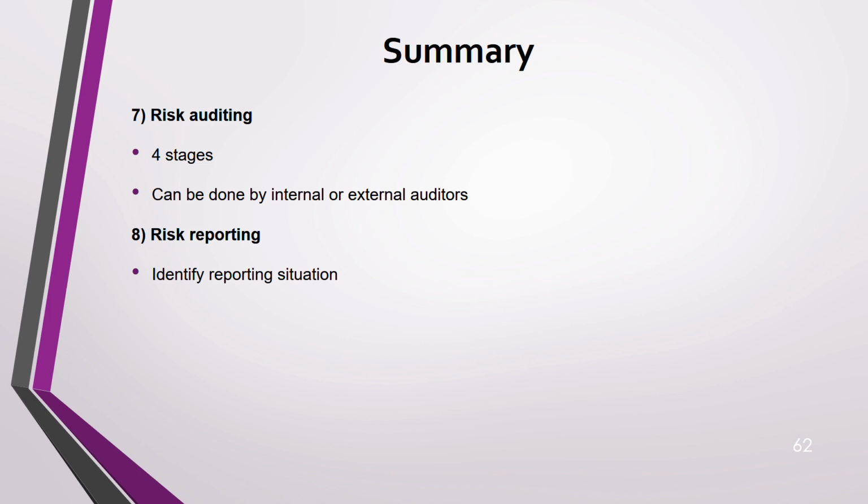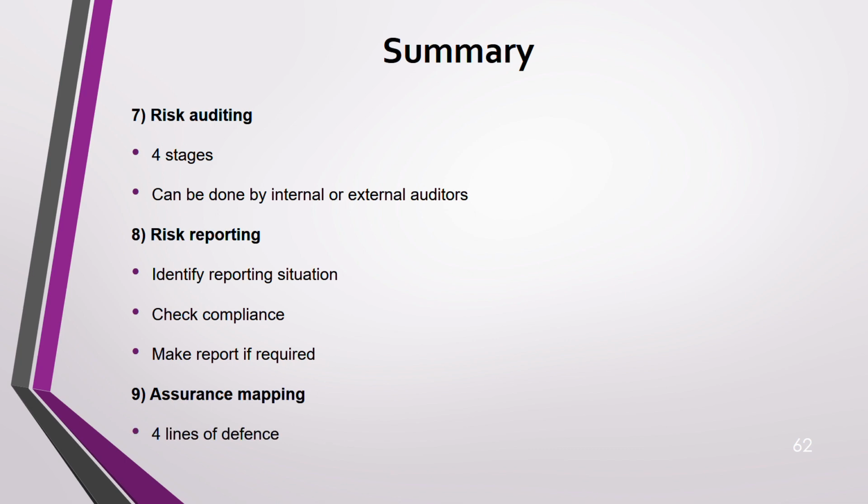Then we went through risk reporting. You identify whether there is any reporting situation or not, whether you have to report or not. If not, then don't report. If you have to report, then check whether it's complying with any governance code or anything, and make a required modification if required, like a qualified audit opinion. Assurance mapping was the last. We went through the 4 lines of defense, where 4 different parties are giving assurance.